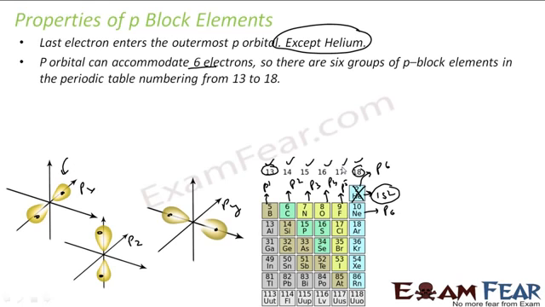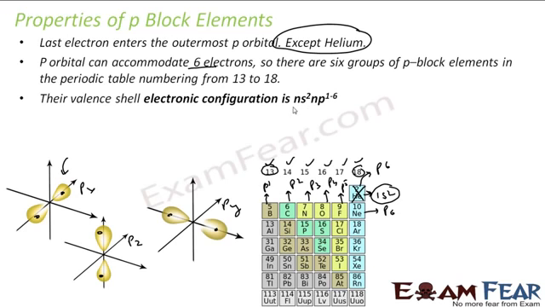Please note, it is group 13, 14, 15, 16, 17 and 18. It is not group 5, 6, 7, 8, 9, 10. A lot of students get confused. It is group 13, 14, 15, 16, 17 and 18. And if you see, the valence shell electronic configuration is in this form: ns2 np1 to 6. This will decide which group it is. If it is 1, it will be in group 13. If it is 2, it is in group 14, right? If it is 3, it will be in group 15. If it is 6, it will be in group 18.